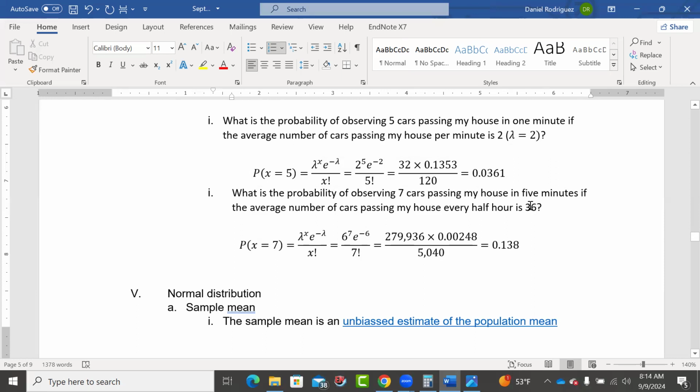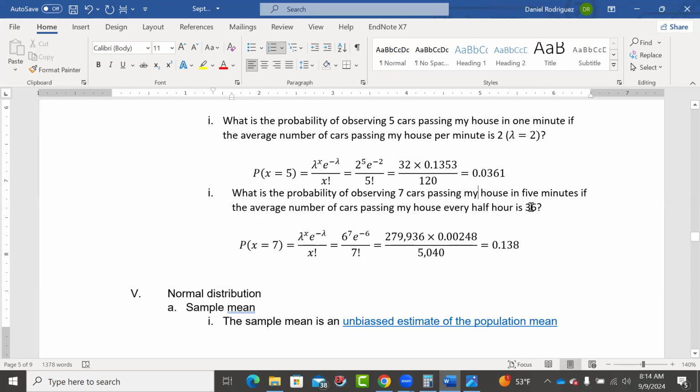Again, let's talk through this. I gave you the rate for every half hour, but I'm asking you about 5 minutes. I'm not asking you about a half hour. So if you use 36, that would be wrong. So I need to divide this by 6 because 6 times 5 is 30.